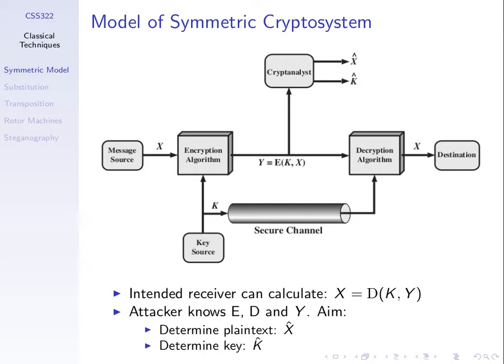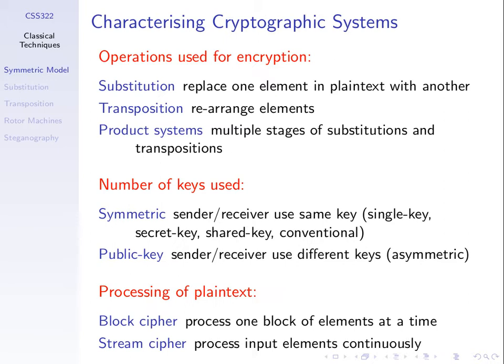So the goal of the attacker is to find the key or the plain text. That's denoted as X hat, K hat, because they try to calculate what the key and the plain text are. And of course, it should be the same as the real values. If they can find them, we wouldn't consider this secure. We need algorithms such that they cannot find these. So that's some of the notation and general terms for encryption.